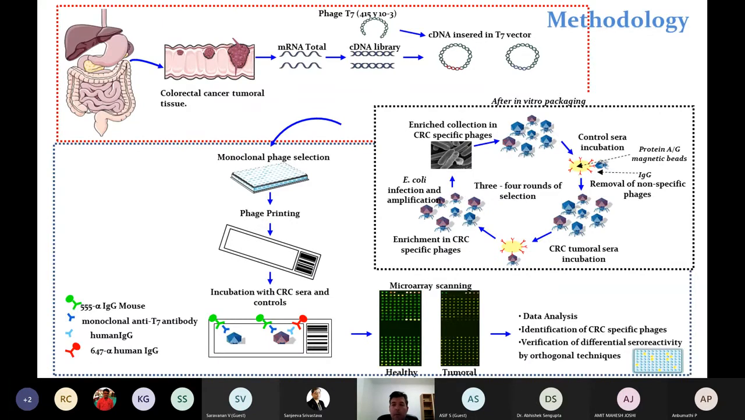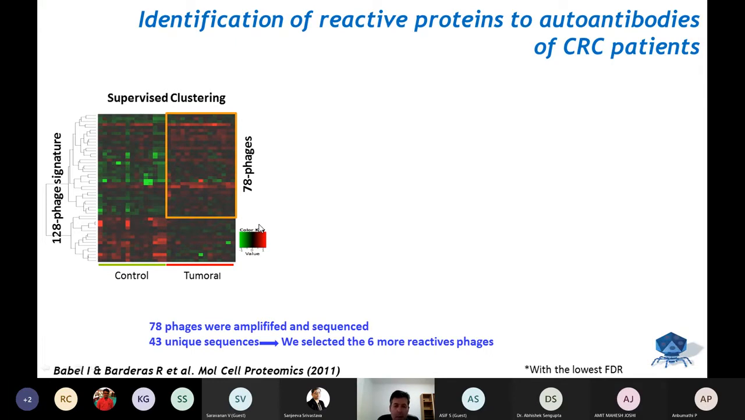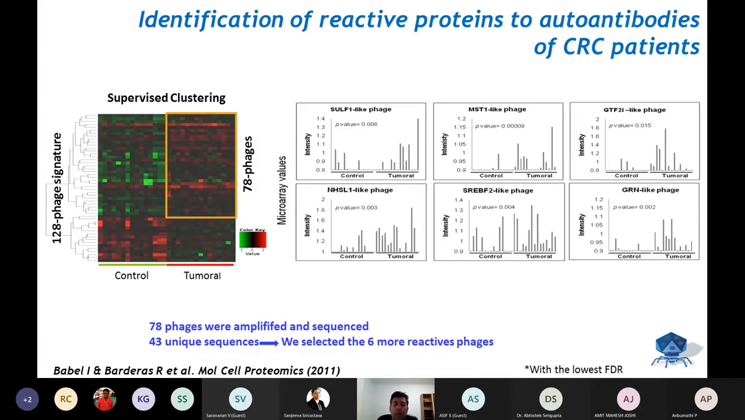The last step of this methodology is the data analysis, identification of the specific phages, and verification of the differential cellular reactivity using orthogonal techniques. In this report, we observe 78 different phages having a differential cellular reactivity between tumoral samples and control samples. After amplifying these phages and sequencing, we observe the presence of 43 unique sequences, selecting 6 of them for further validation. We observe here the differential cellular reactivity observed in the microarrays, in the tumoral group and in the control group for the 6 selected phages.